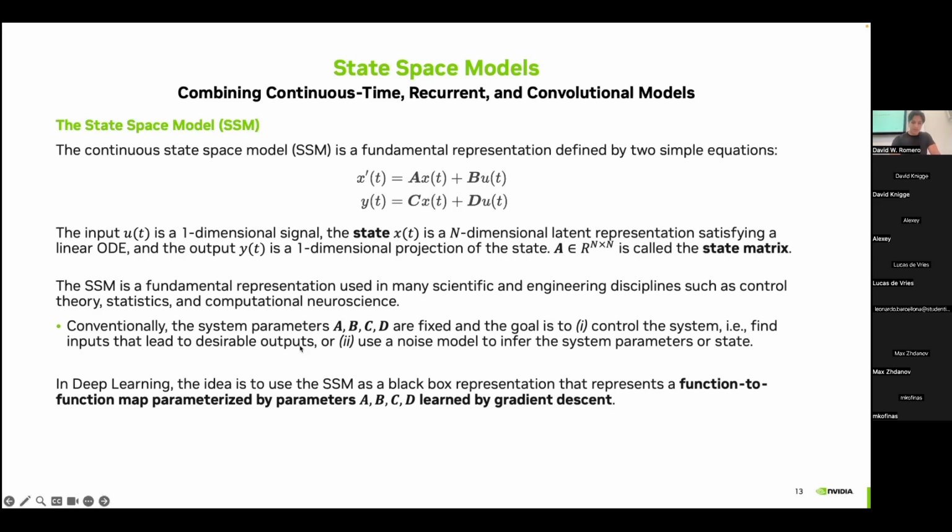But in deep learning, the idea is that we're going to have this SSM as a black box representation of something that is learning. And what we want to learn is all these different parameters by gradient descent. Makes a lot of sense, right? Like also what we did with convolutions. Oh, this is convolutions, maybe we can learn them. And then we learn them. And it's basically the same.